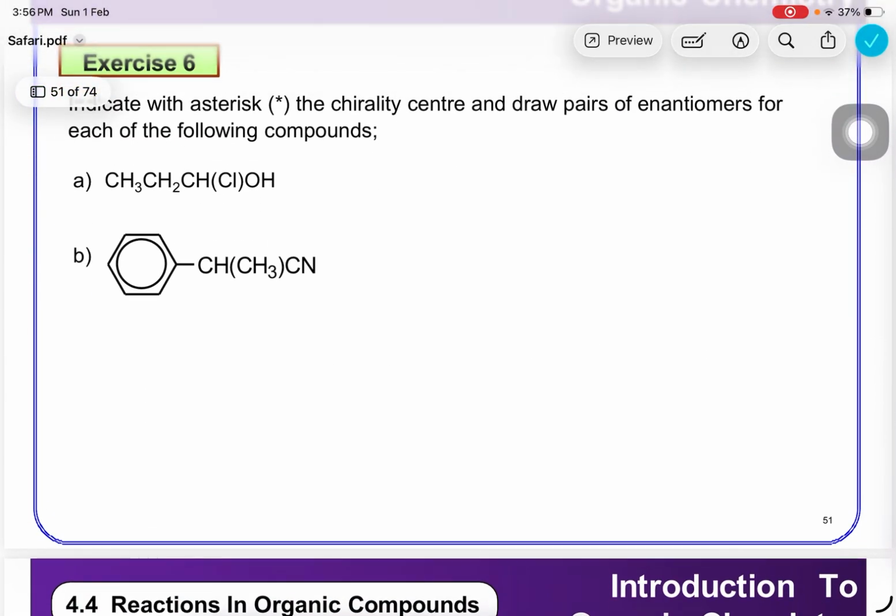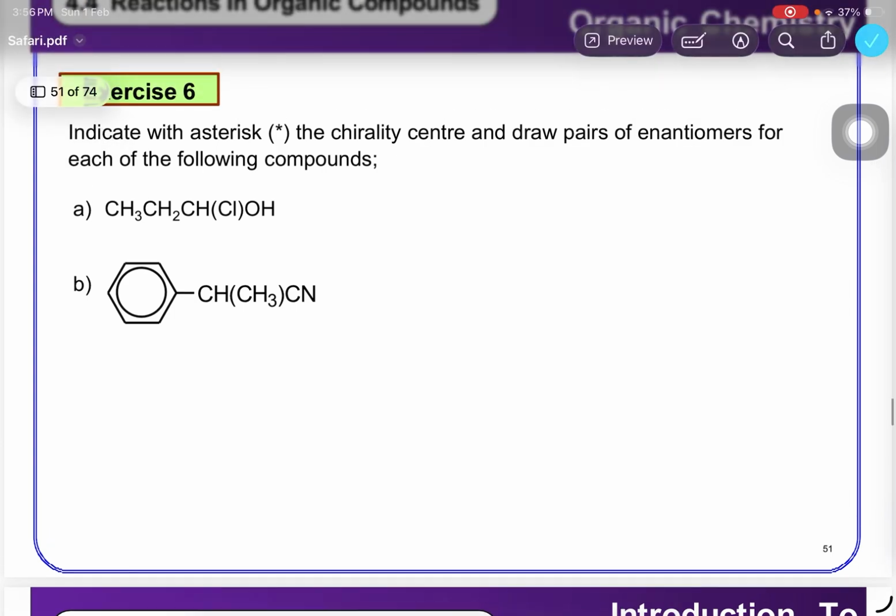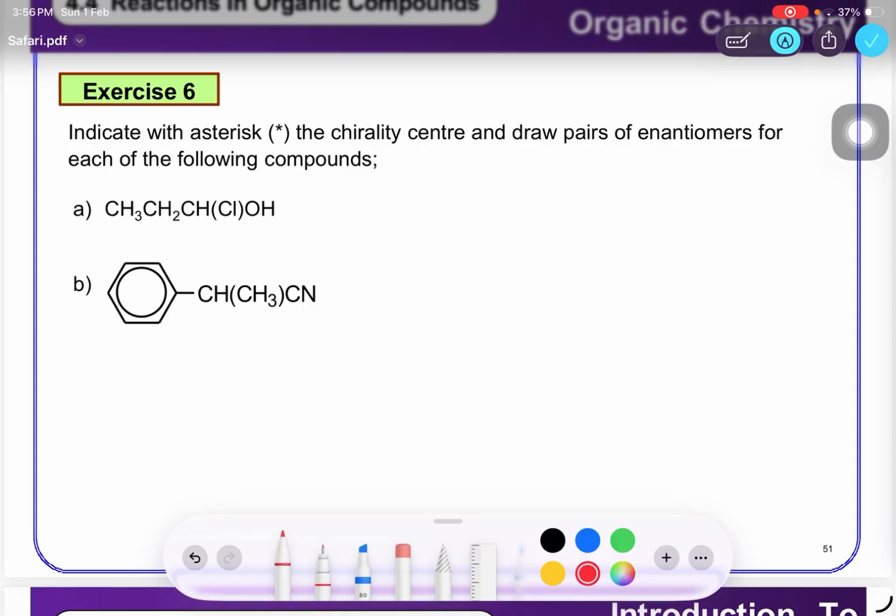Okay, we proceed to exercise 6, which is on the chiral carbon or chiral center. So first carbon, no, because it consists of 3 similar groups. Second carbon also no, 2 similar groups. Third carbon, yes: one is hydrogen, another is chlorine, the third group is OH, and the fourth group is CH2CH3. So this is the chiral carbon.